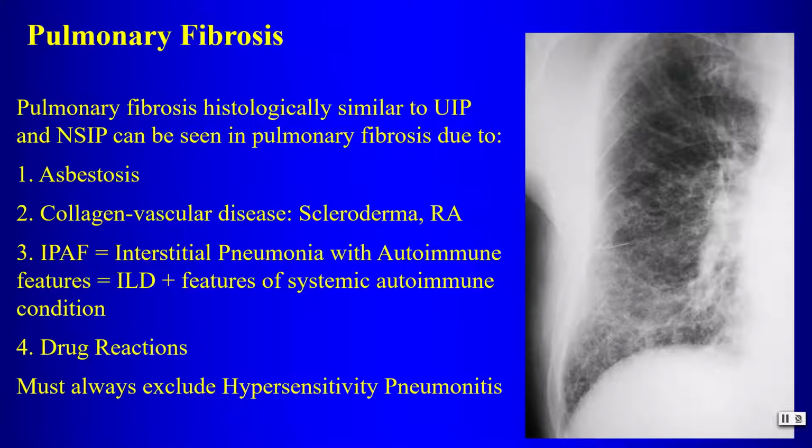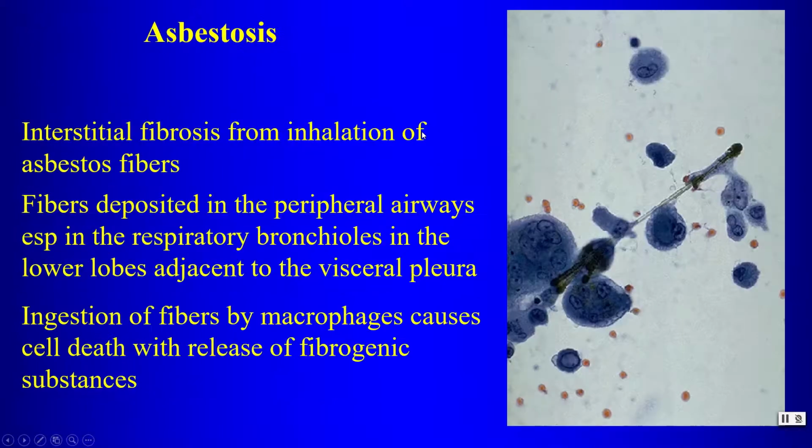We could see this with collagen vascular diseases, especially scleroderma and rheumatoid arthritis. There is a newly described entity called IPAF, interstitial pneumonia with autoimmune features. This is when patients have interstitial lung disease plus features of some systemic autoimmune condition without a definitive diagnosis of that autoimmune condition. And then there are drug reactions that can also give you pulmonary fibrosis. You must always exclude hypersensitivity pneumonitis whenever you're dealing with a case of pulmonary fibrosis.